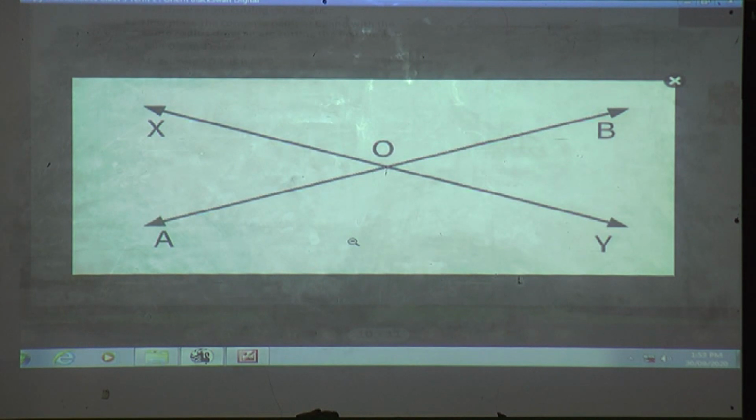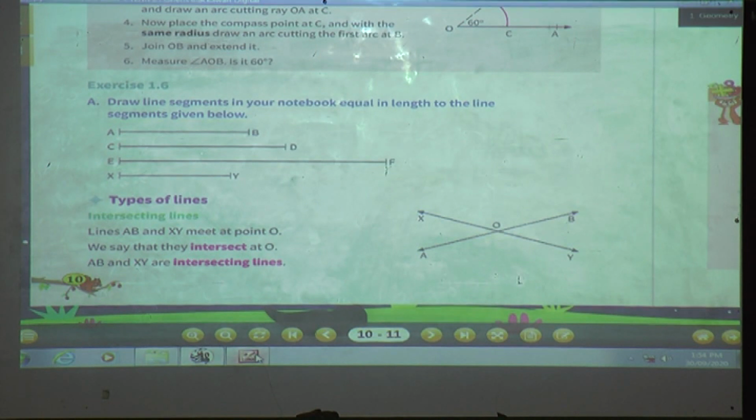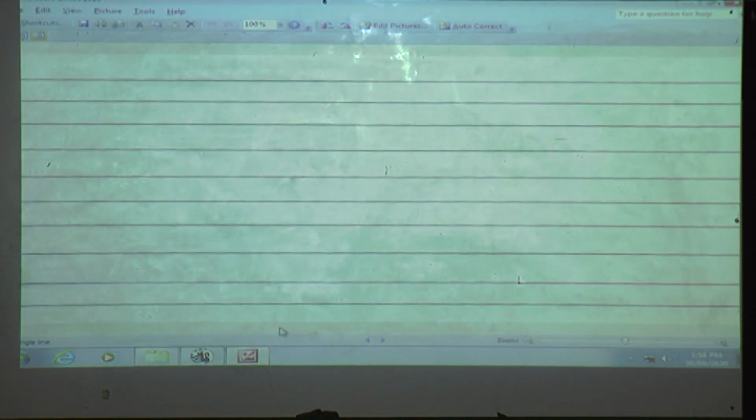See students, what's special about intersecting lines? Will you tell me? Okay, I will tell you. Two intersecting lines meet at exactly one point. Two intersecting lines meet exactly at one point. I will give you another explanation. See, let us look at two pairs of intersecting lines. I will show you two pairs of intersecting lines.